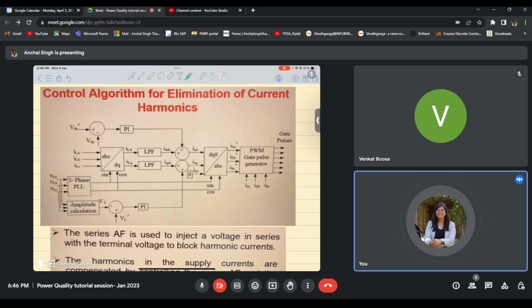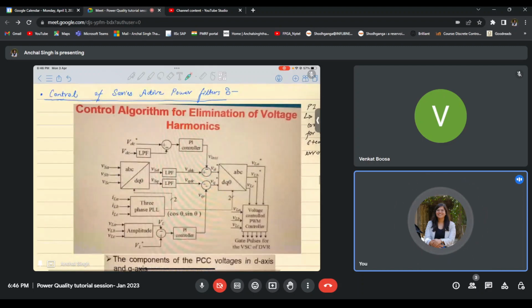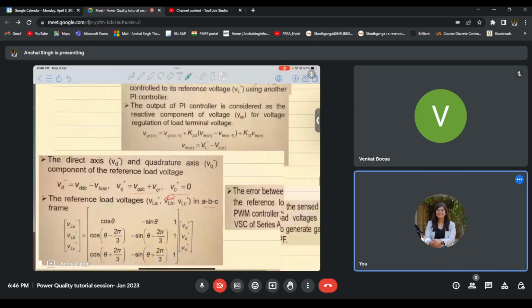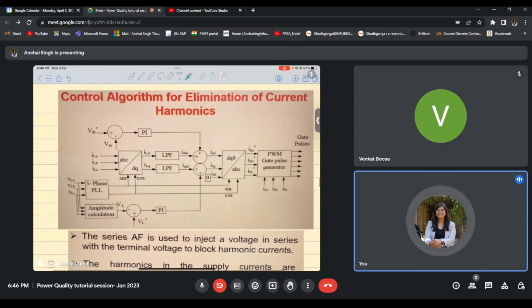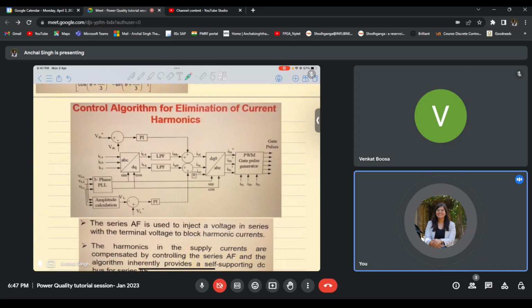The only difference in the two cases is that here, since voltage harmonics are present, I use load currents in order to determine the sin theta and cos theta components. Whereas in this case, since current harmonics are present, I am using the load voltage values in order to determine the sin theta and cos theta components. Using these components, I am able to transform my ABC domain signals into the DQ domain signals, pass them through a low pass filter, and obtain their DC counterparts. This is how we can generate a gating pulse for our system.